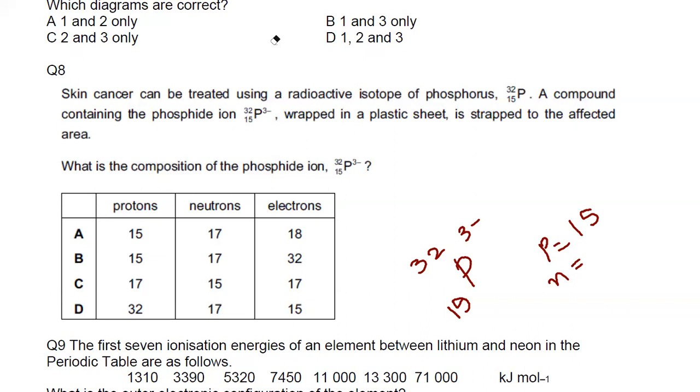17. And how many electrons? 18. 18, because we will add 3 to the proton number because the charge is 3. And since it says minus, we will add it because it means we have more electrons. So what's the answer, A, B, C, D? A.